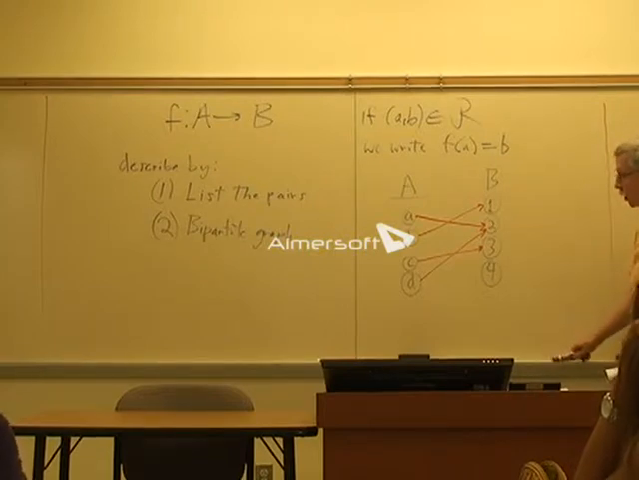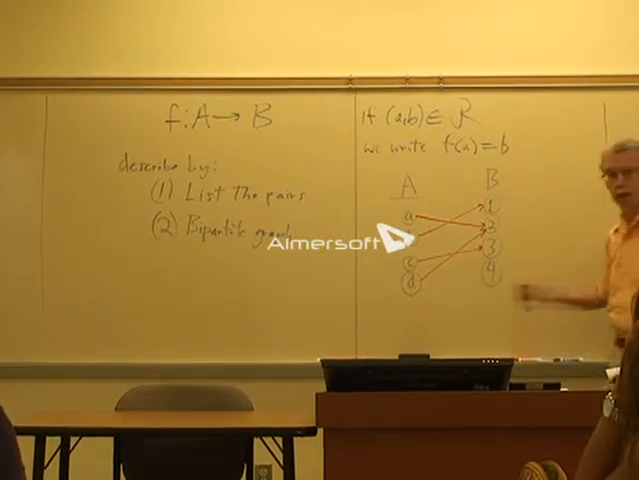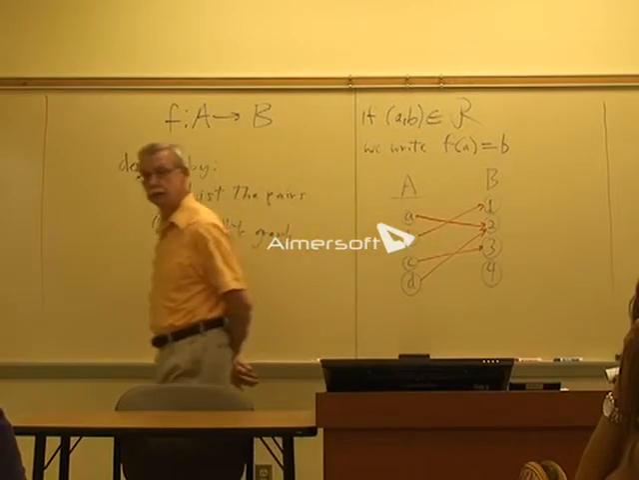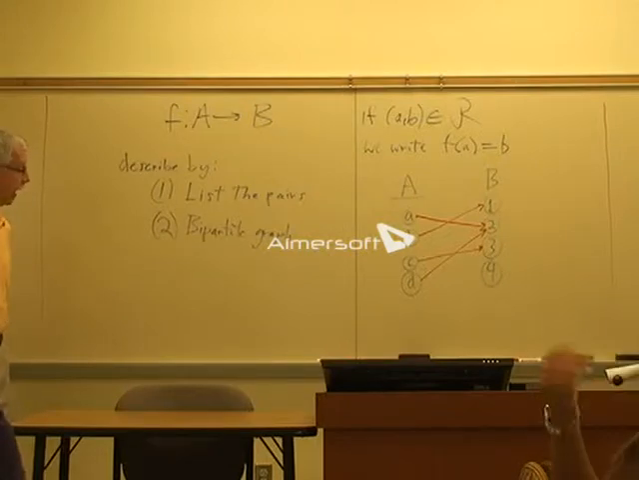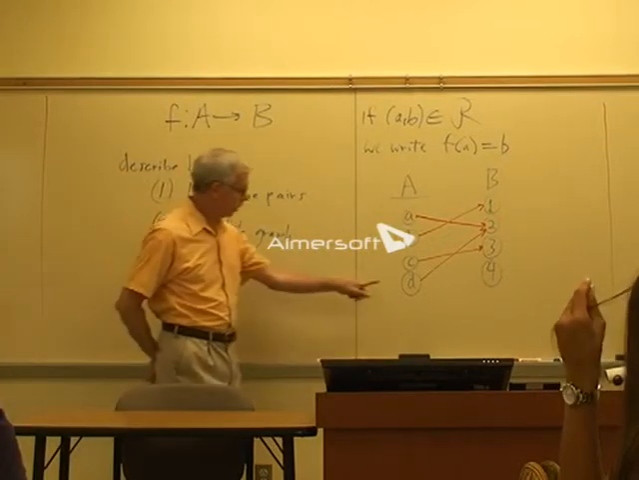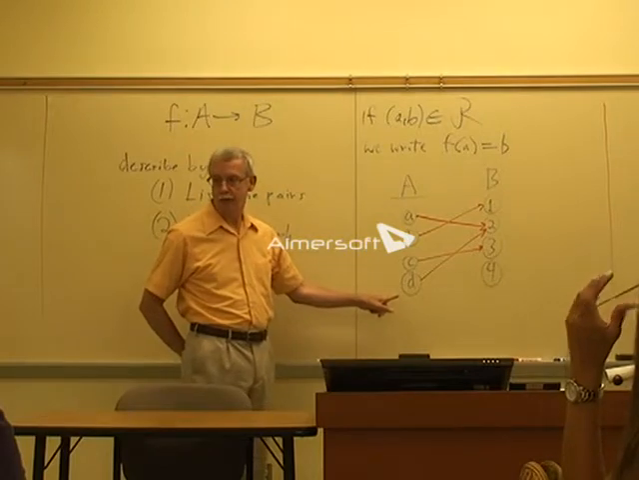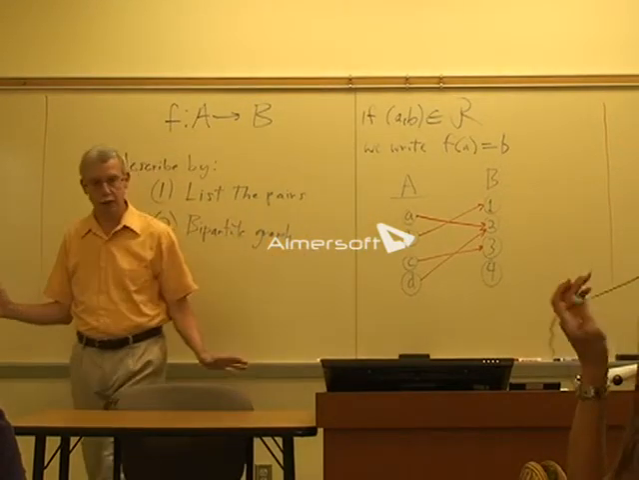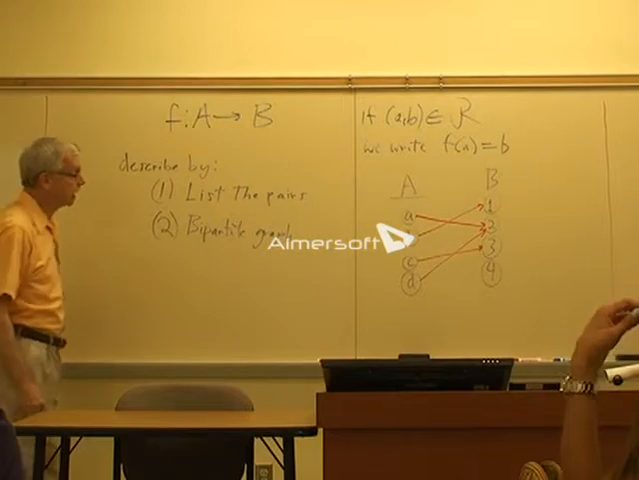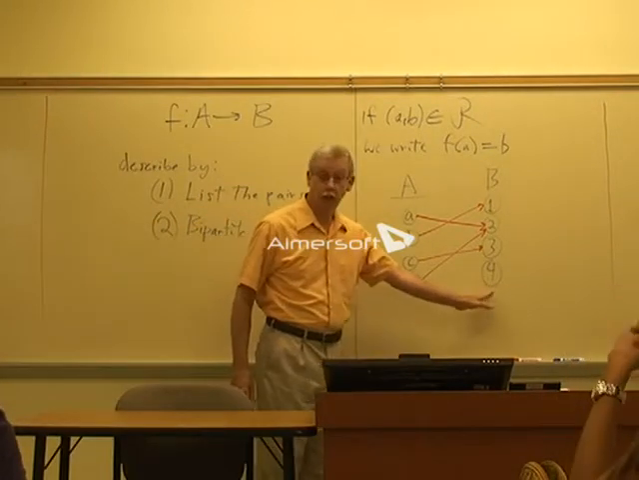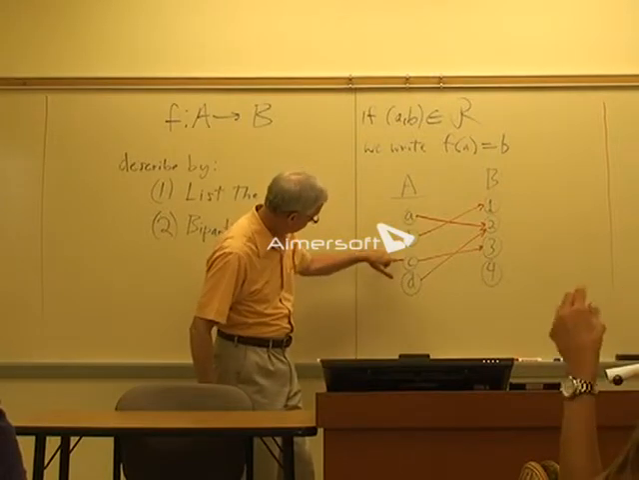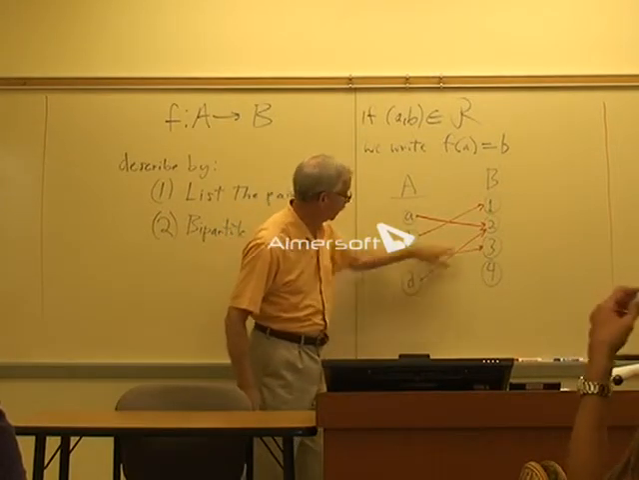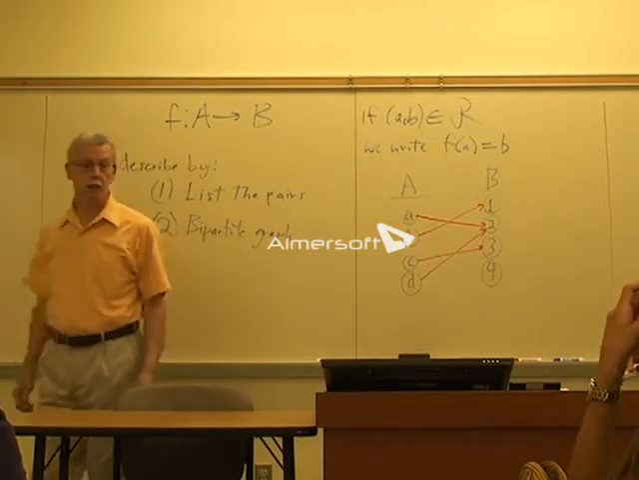Now, have I broken any rules in this particular example? Is it really a function? Did I send every element of A somewhere? And did I ever send one element of A to more than one place? It's a function, it's a map. It doesn't happen to reach everybody here, and it happens to send a and d to the same place, but that's okay, it's not illegal.